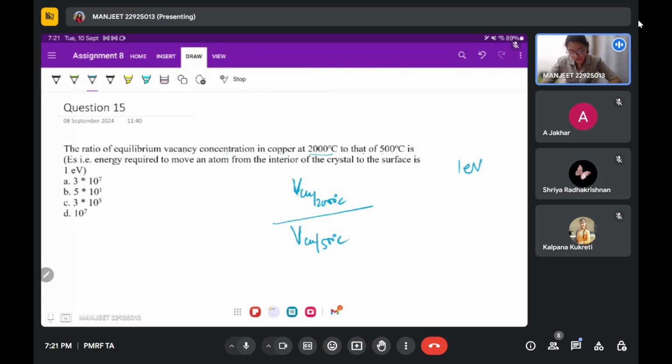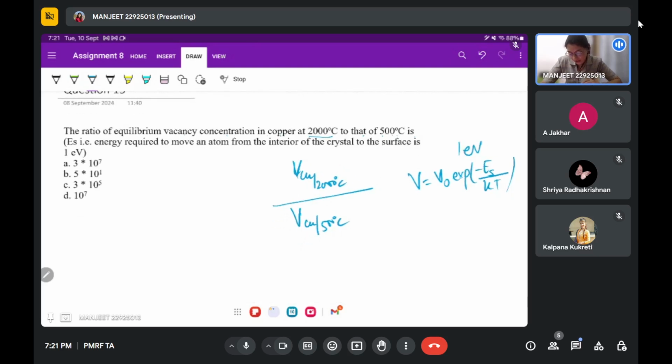So you know that the vacancy concentration is a constant times the exponential of minus the surface energy divided by kT. Sorry, not K and T, it's kT. This equilibrium vacancy is dependent upon the temperature also, and we define vacancy as a thermal equilibrium defect. We discussed this in the earlier question. So the concentration will be defined by this.